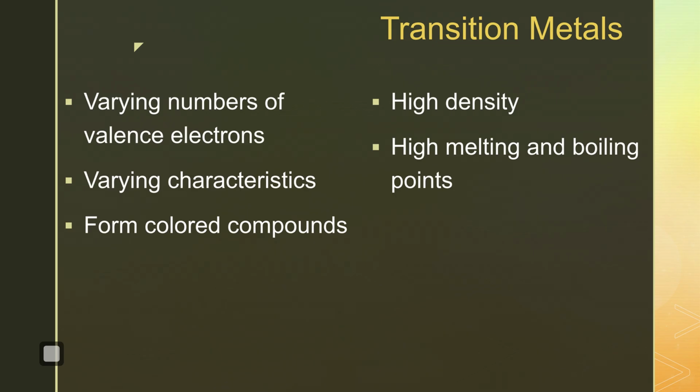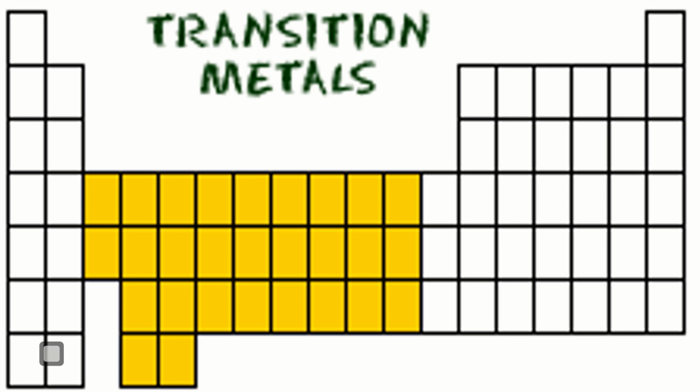But they are your true metals that you probably know more about, like iron and silver and platinum and plenty of other ones out there. They have high melting and boiling points. Again, they are that large middle section that we have there. All right.